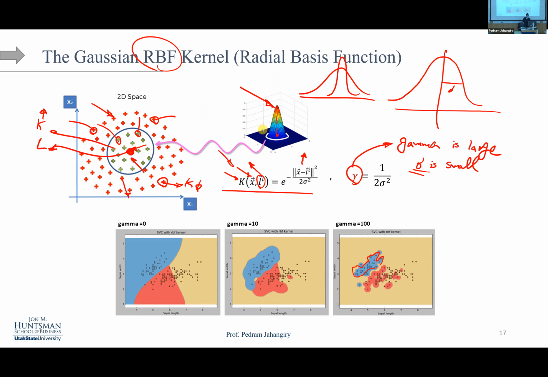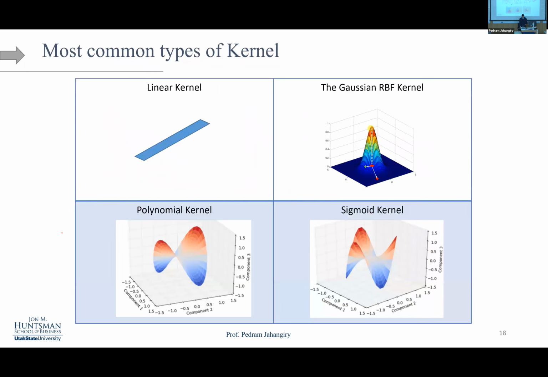Okay. So in the remaining couple of minutes, let me show you at least the most common types of kernels that we use. This is our linear kernel. If the kernel is linear, basically we're talking about SVC. Then RBF, we saw the hyperparameter for RBF, which was gamma. We will deal with polynomial kernel and sigmoid kernel. So these are the most commonly used ones.